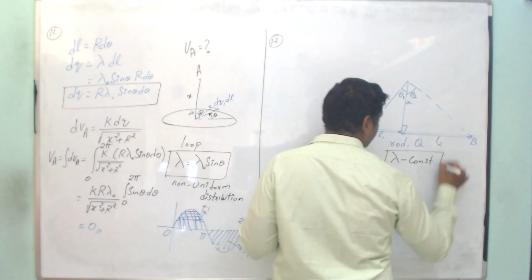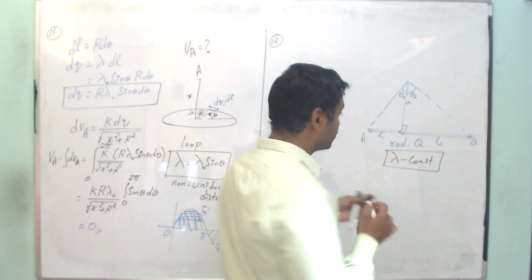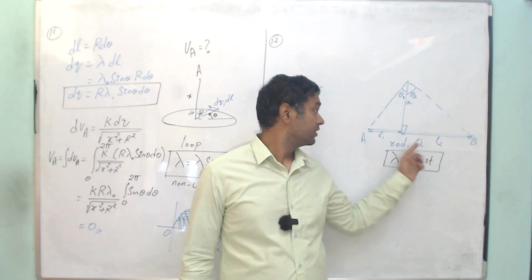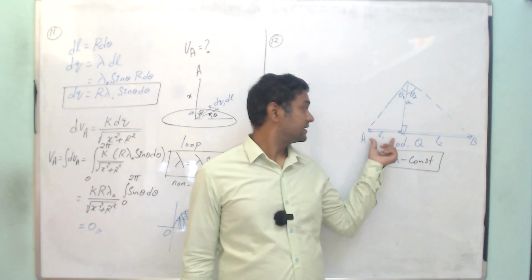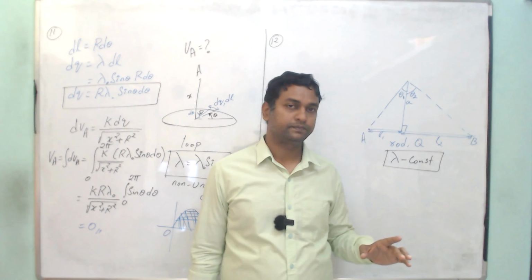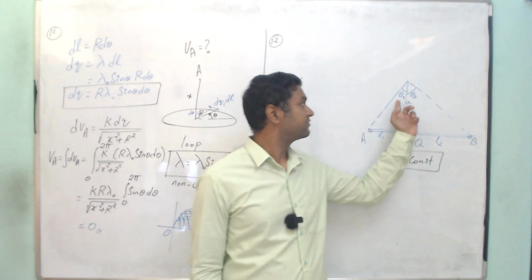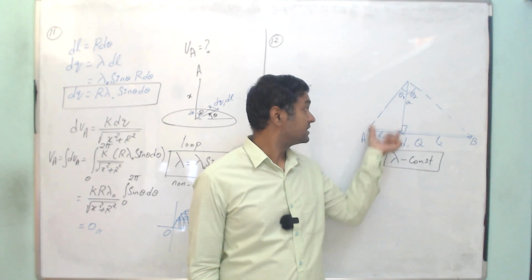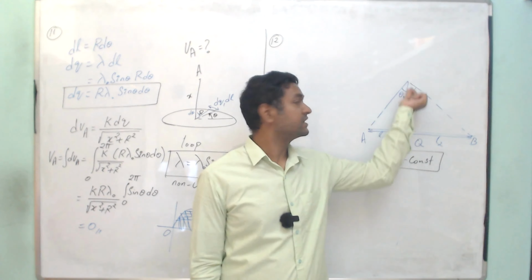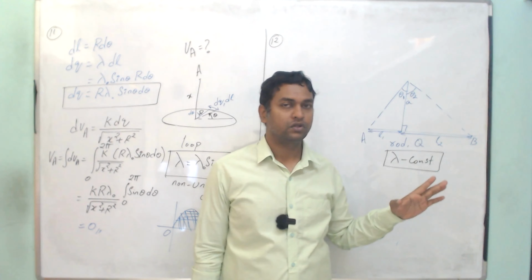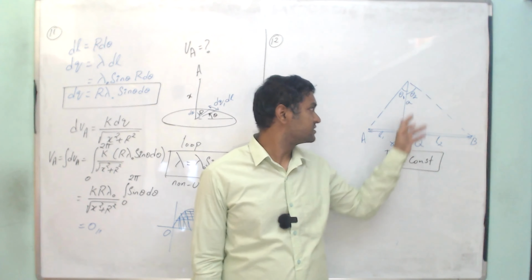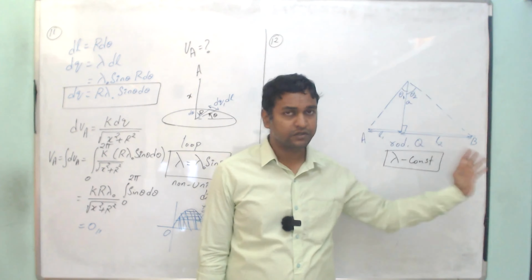A uniform rod having a total charge Q. This length is given as L1 and this length is given as L2. Also, I have given the angles. This length subtends angle theta 1 and this length subtends angle theta 2. I have given A also, which is the perpendicular distance from the rod.